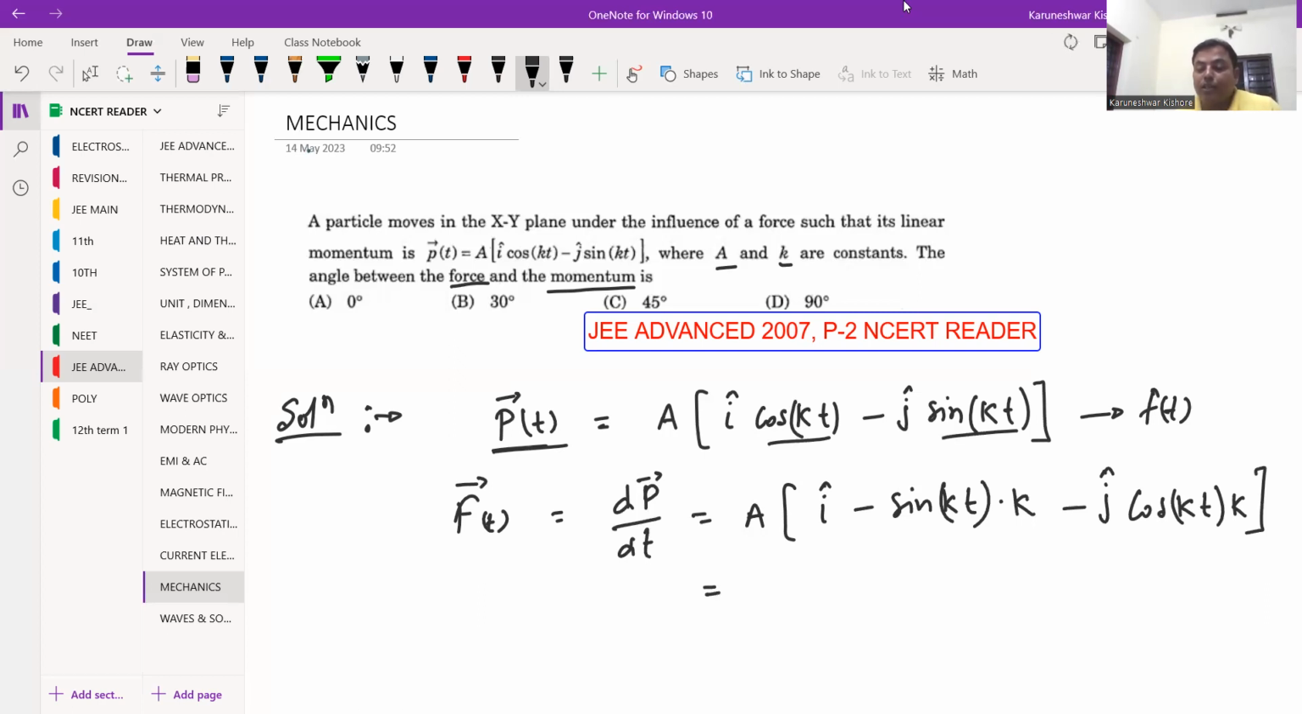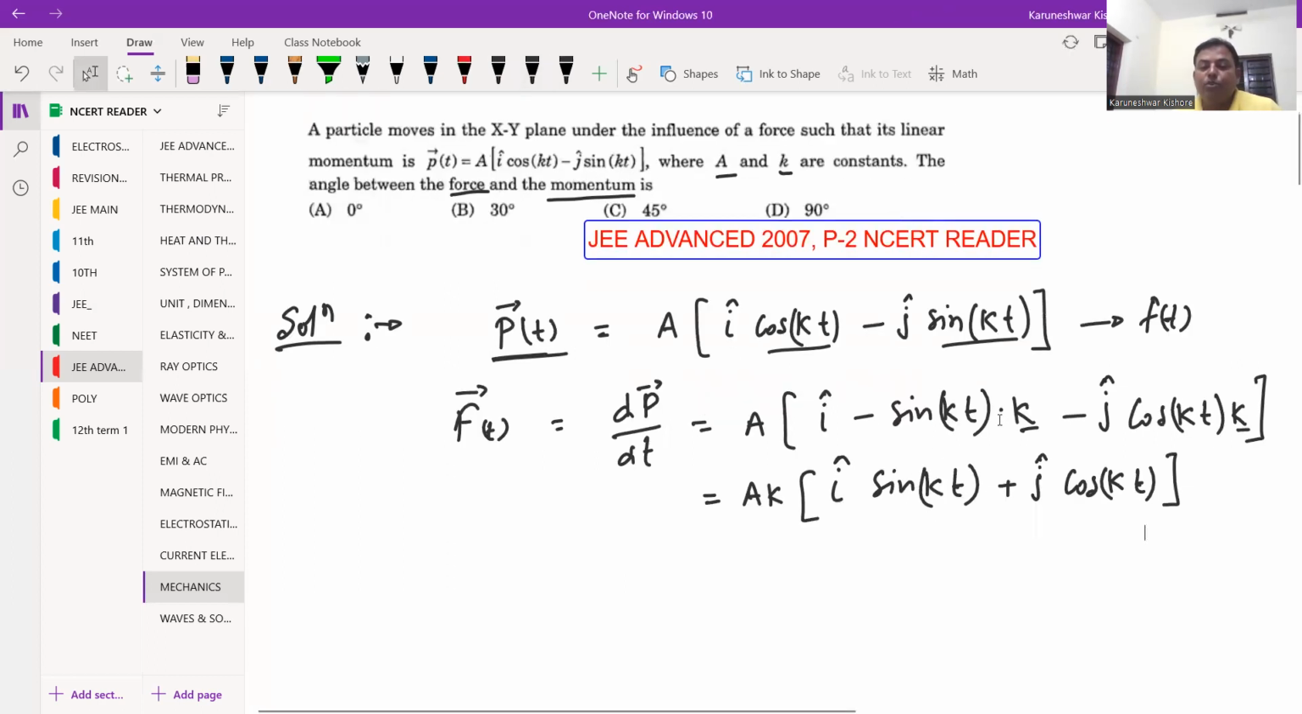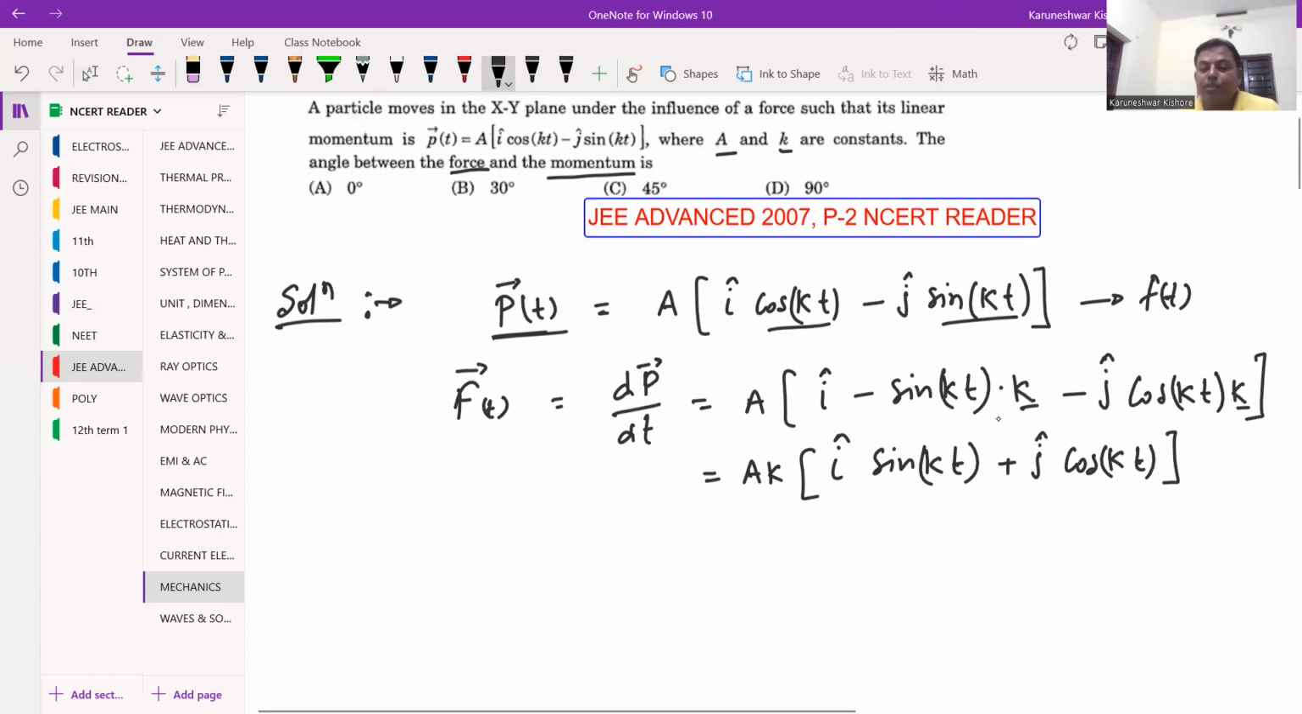From here you can see we have k in both terms, so we can take k common outside, giving ak. In both terms we have a minus, so I'm writing accordingly: i sine kt, and then plus j cos kt. It is like this. This is very easy, where you know how to differentiate and then relate it. But there is a sign of minus here, so we have taken minus as common here. Accordingly, I have written this.